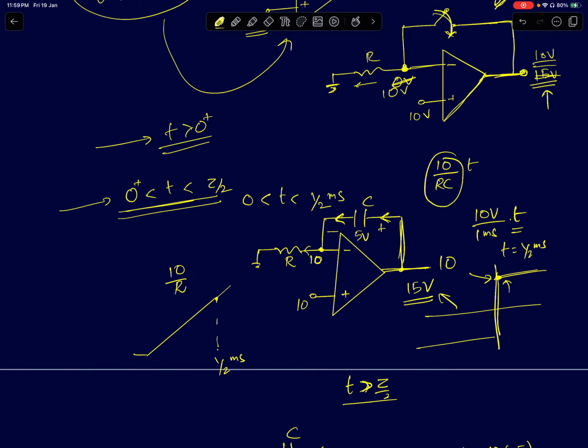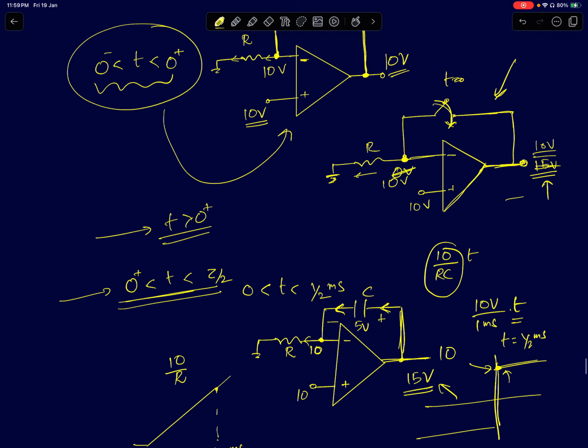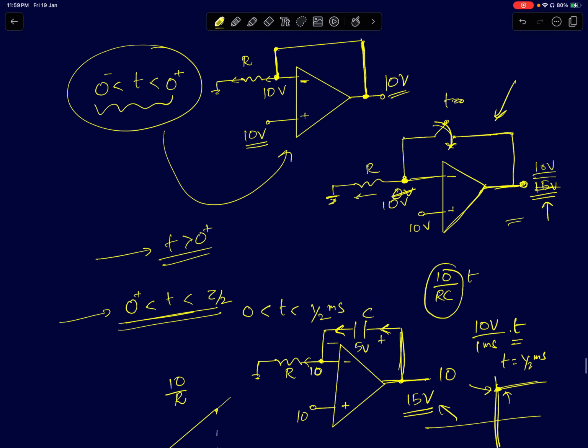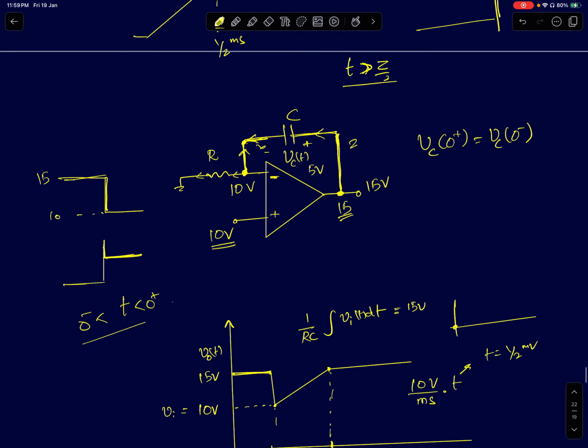Once you see these three, we know how to intuitively write expressions for all the three different modes. In fact, we know till t equal to 0 and t equal to half a millisecond, we just drew the waveform. After that, it's an exponential charging. Okay, so that's what I've shown here.